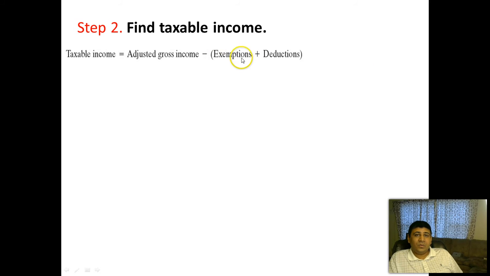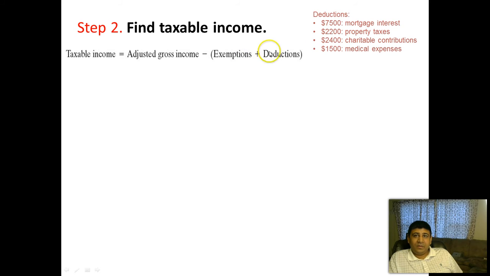Okay, so this will be her taxable income. Deductions are all these here. So this is the exemption. Her personal tax exemption is $3,800. But deductions, we need to add all these up.